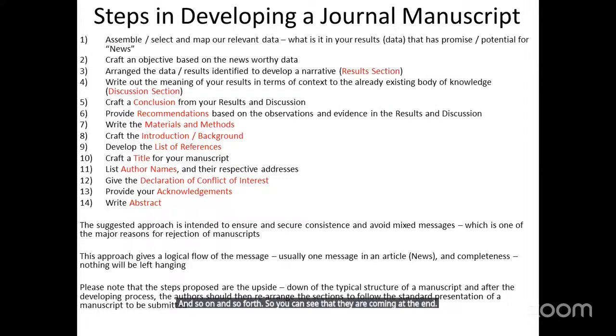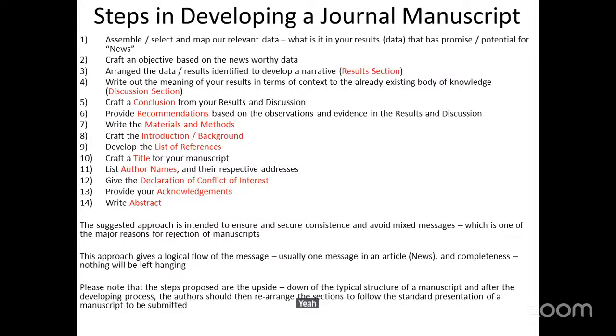Now, the declaration of conflict of interest is also coming at the tail end because it applies to all those sections. Within your methods, you probably used certain chemicals that you obtained from some company. Within your introduction, you probably mentioned some organization that is not linked anywhere, but you now need to say that this organization is not associated with this paper. So this is where the declaration comes in.